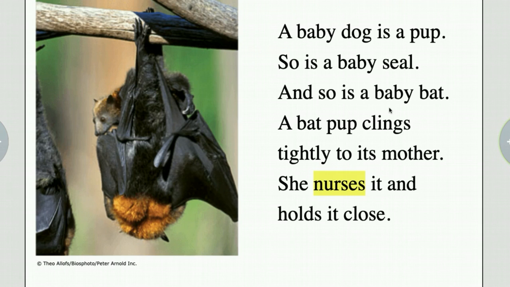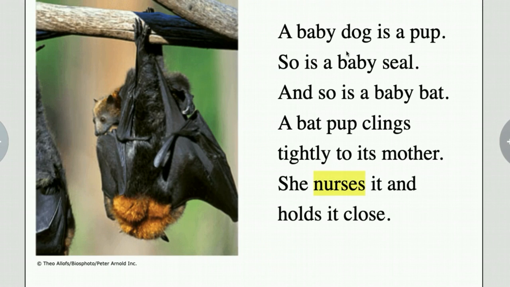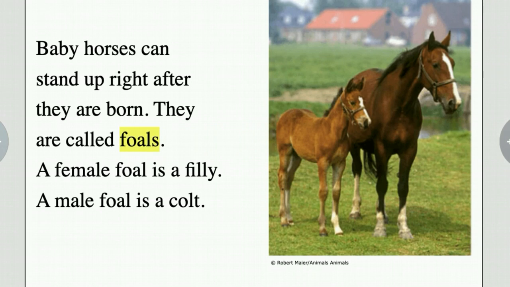So far I learned that, let me go back here. A baby elephant is a calf too. So baby cows are calves. Baby elephants are also calves. And then over here, baby dogs we call puppies, right? Or a pup. A baby seal is called a pup too, and a baby bat is called a pup.